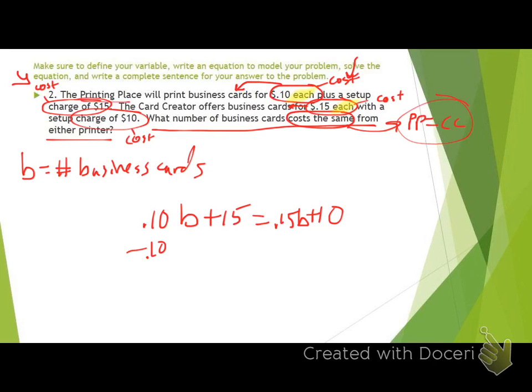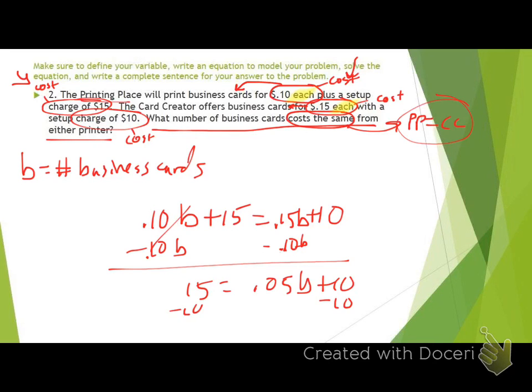Collect your b's on both sides by subtracting 0.10b from both sides. Those add to 0, which is the whole point. You get 15 equals 0.05b plus 10. Subtract 10 from both sides. You get 5 equals 0.05b. And then divide both sides by 0.05, and b ends up being 100.